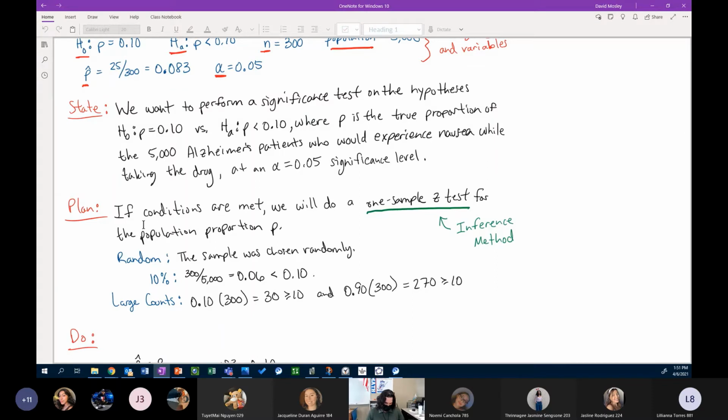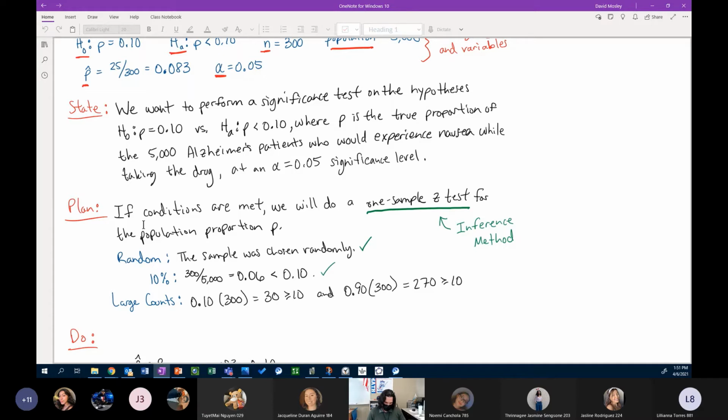Right, and then we check our conditions. Random: a sample was chosen randomly. We were told that in the context, so we're good here. The 10% condition: 300 out of 5,000 is equal to 0.06, which is less than 0.1. So we're sampling less than 10% of the population, so we're good.